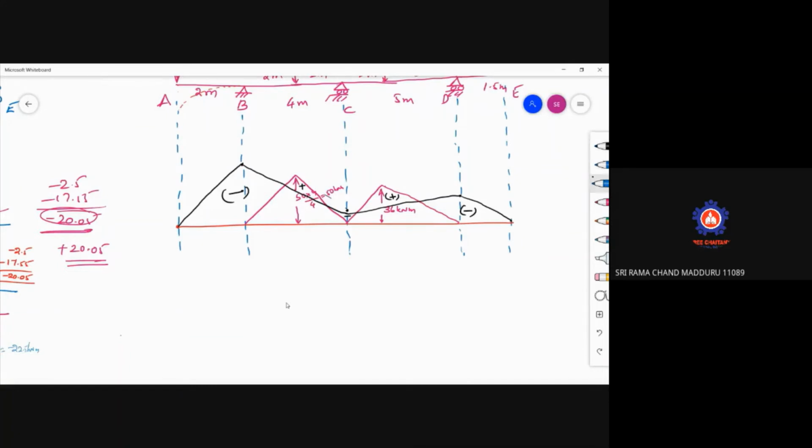So if you do hatching, hatching means the portion where the bending will take this and the remaining portion it nullifies. So this is your bending diagram.